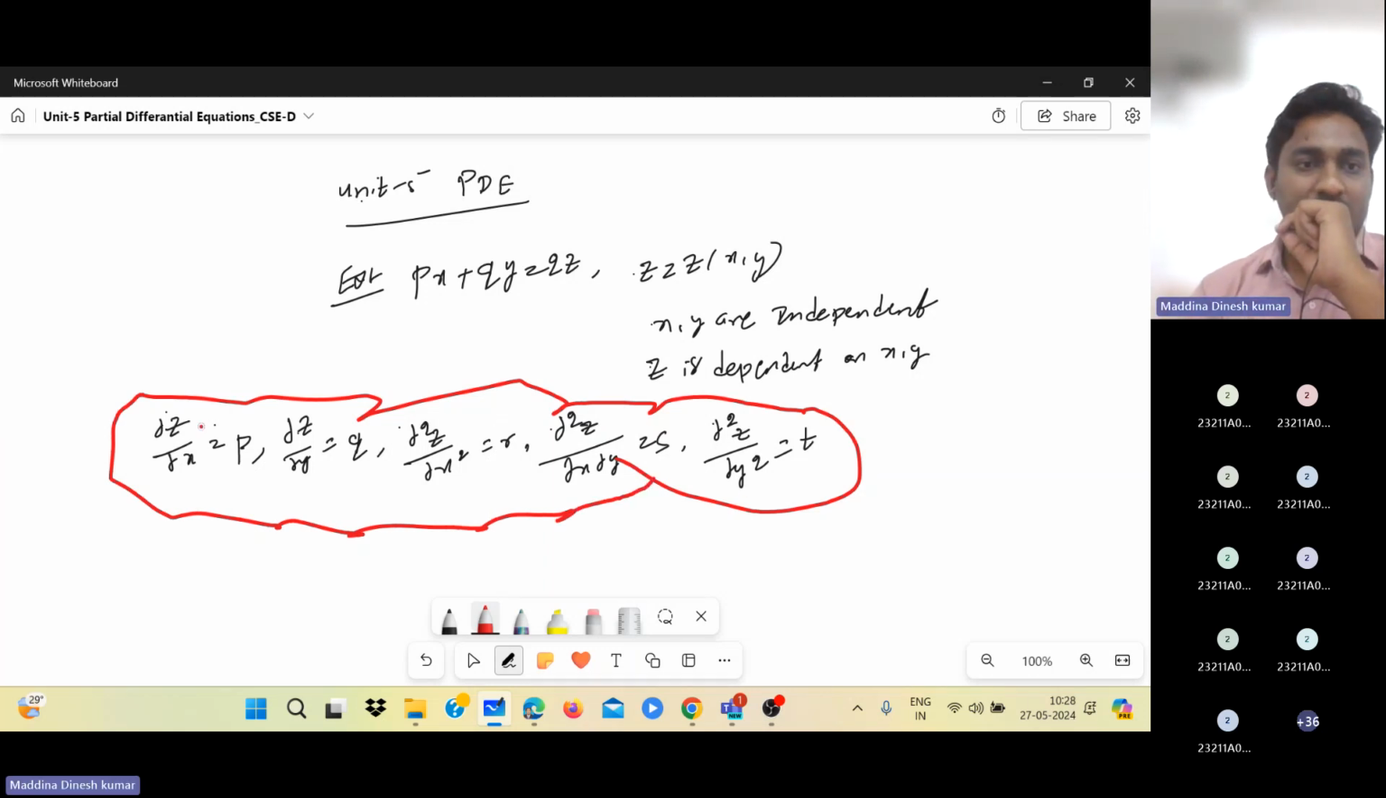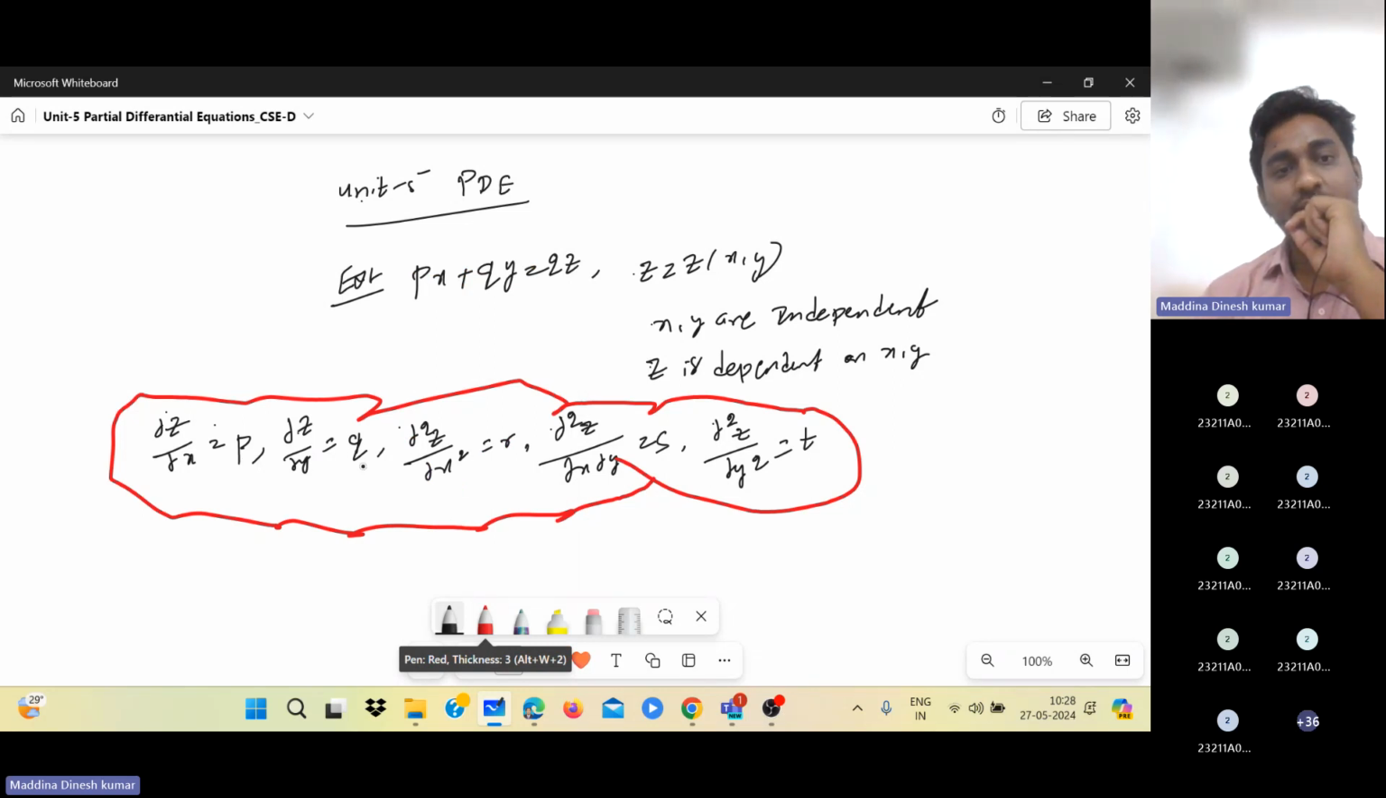Depending upon the situation, if dou z by dou x is there, you will use P, and dou z by dou y is there, you can write Q. Dou square z by dou x square is there, you can write R, and dou square z by dou x dou y is there, you can write S. Dou square z by dou y square is there, you can write T.